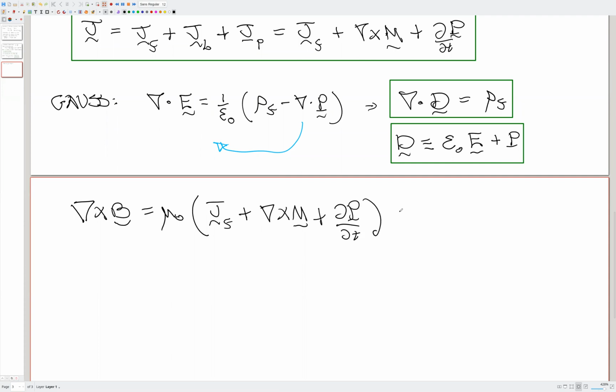Okay. And then I've had this other term here, which was mu zero epsilon 0 dE/dt. Okay, but now you see how things arrange, right? So these two here, if you put them together, of course with a factor of mu 0 here, they just give you the time dependence of D. Okay, and then this one here, I'm going to do the same trick as before. I'm going to pull it to the left of the equations.